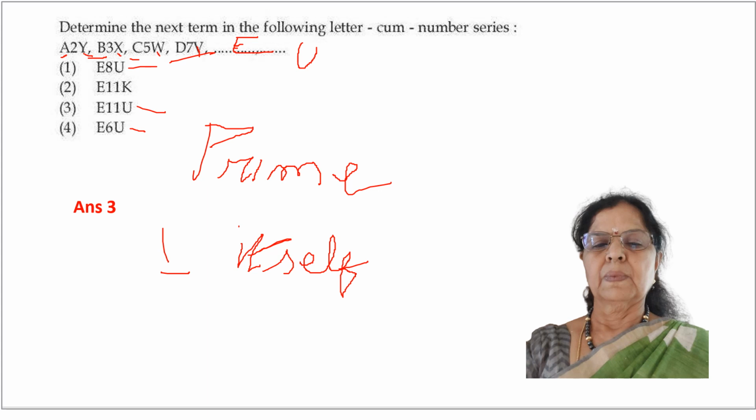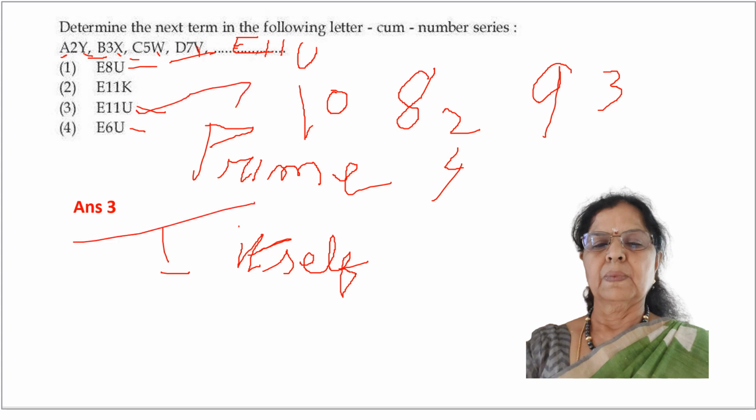So the next prime number is 11, because the next number is 8, it can be divided by 2 and by 4, so it has got more than 2 factors, so it is not a prime number. And 9 is also not a prime number because it can be divided by 1, 9 and 3, so that is not a prime number. And 10 is not a prime number, it can be divided by 1, 10, 2, 5, so it has got more than 2 factors, and the next prime number is 11. So option 3 is the correct answer. Got it?